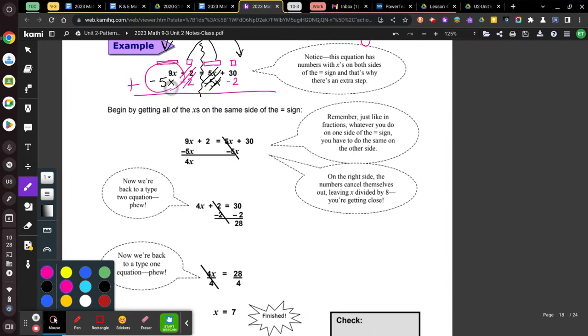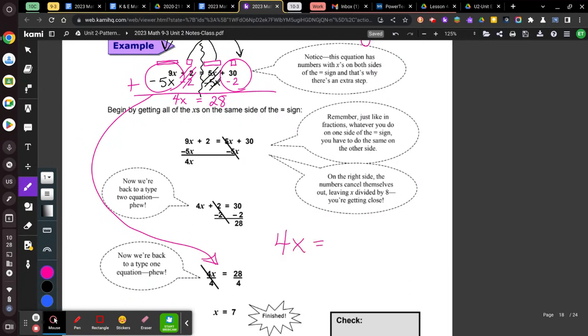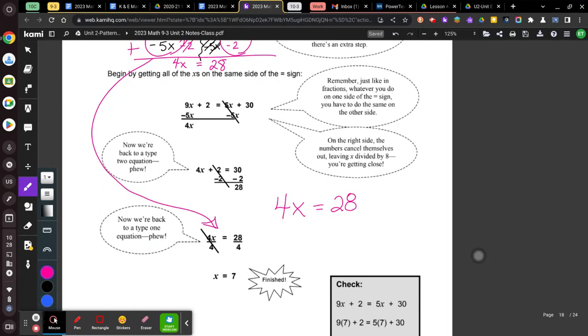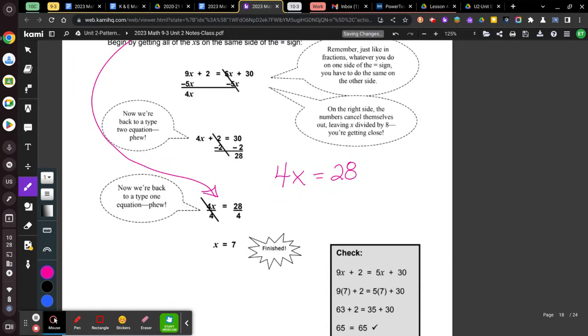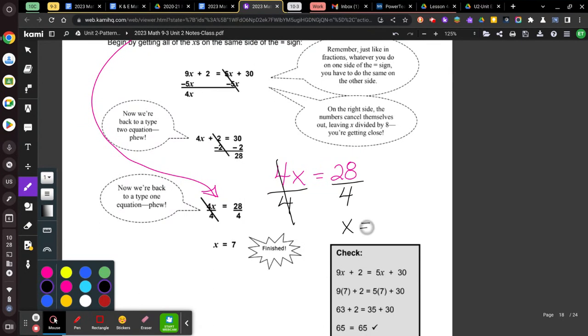So this is going to give us 4x, and this is going to give us 28. And we put our equal sign back. So that's where we go back down to here. We get our 4x equals 28. And now we have to divide out the 4 to get rid of it. So I would divide both sides by 4. I get x equals 7. Okay? And that would be my final answer.